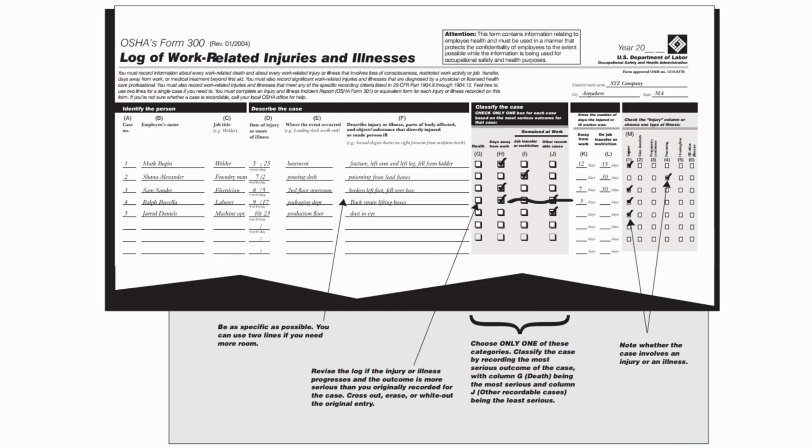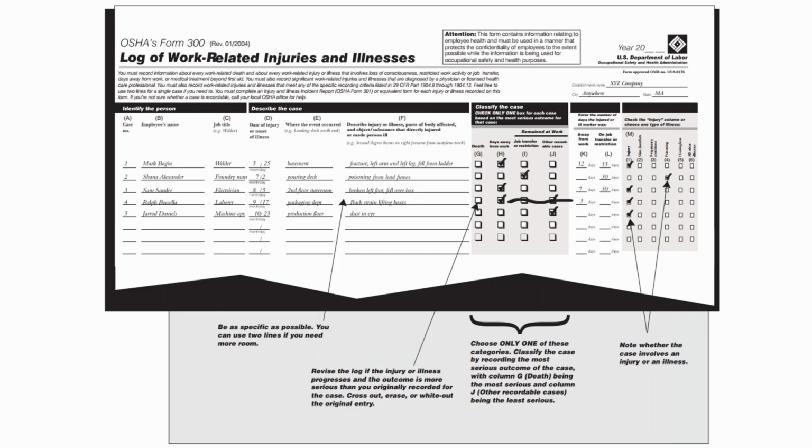The next column asks you to check one box, G through J, indicating the most severe result of the injury or illness: death, days away from work, job transfer or restriction, or other recordable cases. When recording cases that have both days away from work and restriction, you are only to check it as days away from work when classifying the case, since it's the most serious outcome. Column K and L are for recording the days away from work and how many days the employee ended up spending on restrictions or job transfer.